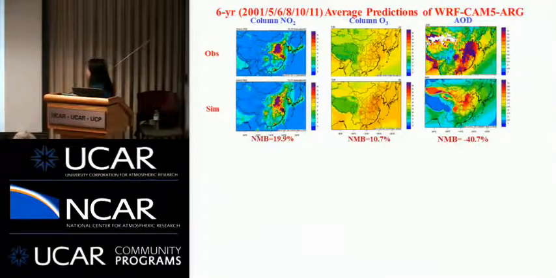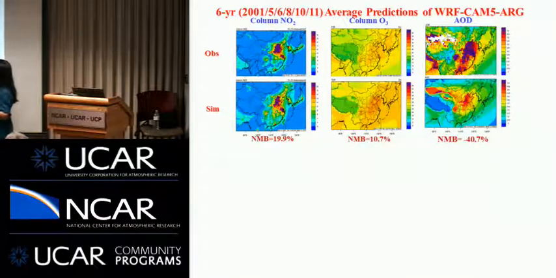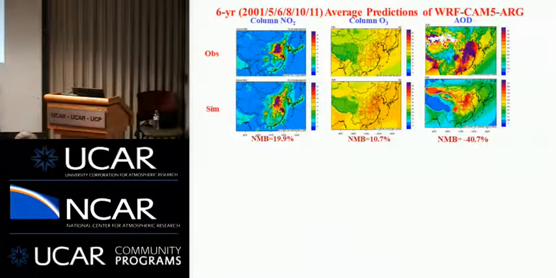Now, in terms of the column mass, the top panel here shows evaluation of column NO2, column ozone, and also aerosol optical depth against observations. The normalized mean bias is given right here. We can see fairly good agreement in the model-predicted column abundance of NO2 and ozone. However, the model significantly underpredicts aerosol optical depth. This can be explained in part by the underprediction in PM 2.5.